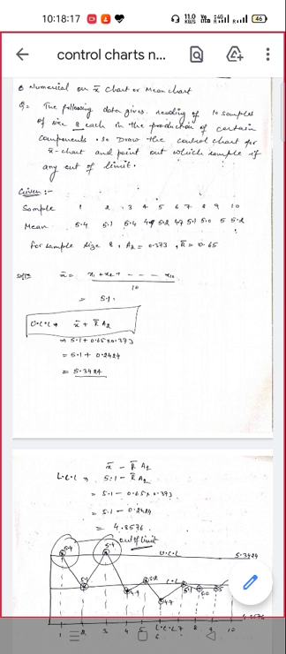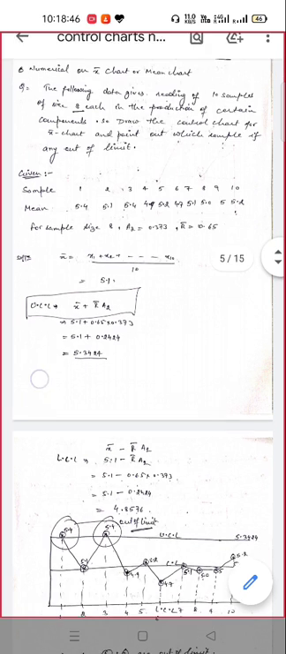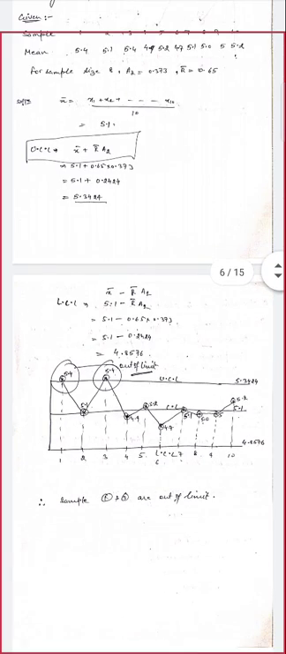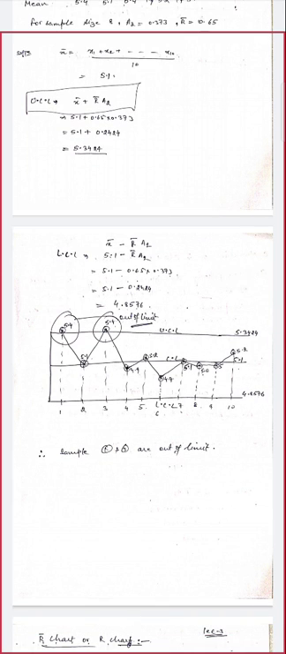After that we have to find the upper control limit value, and after that the lower control limit value. Our formula for upper control limit is X bar plus R bar A2. Our X bar is 5.1, R bar is given as 0.65, and A2 is a constant already given in the question, 0.373. After calculation it comes out to be 5.3424.